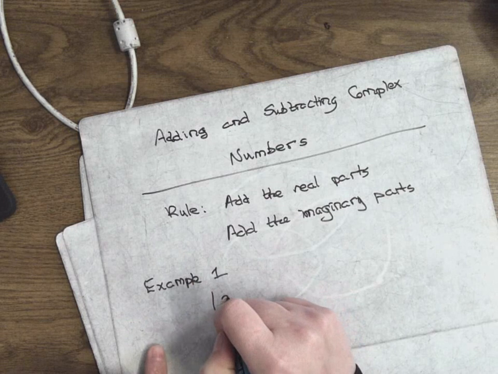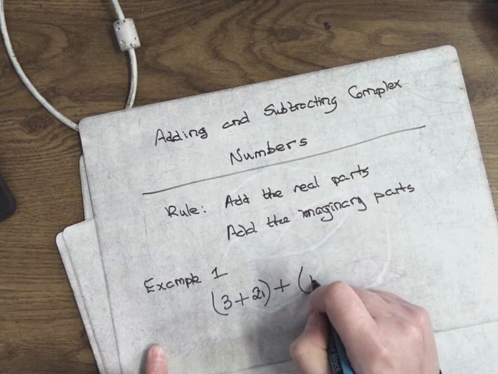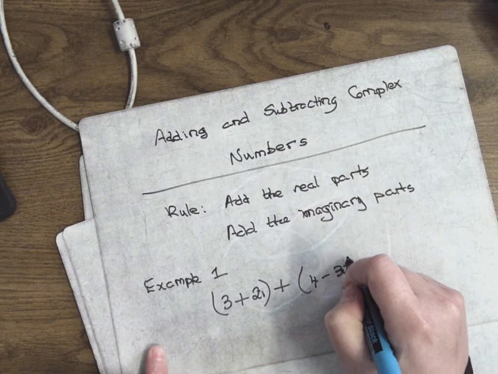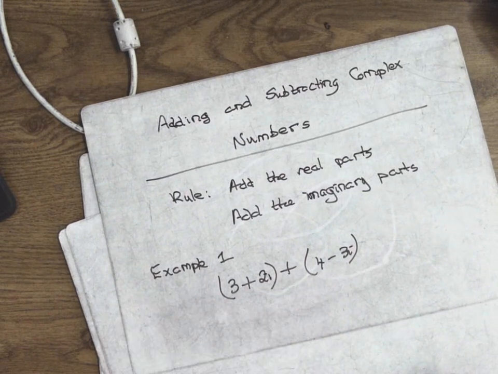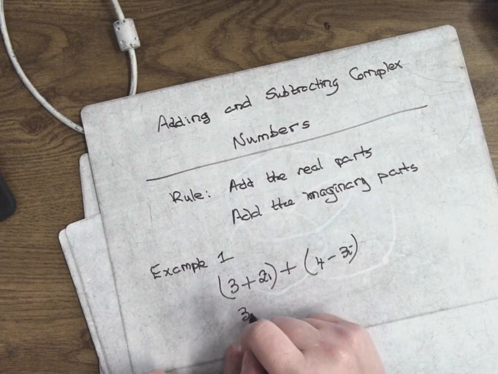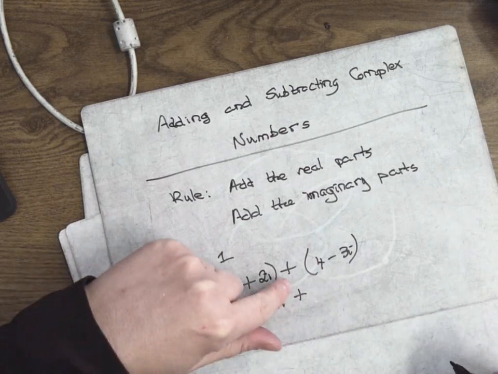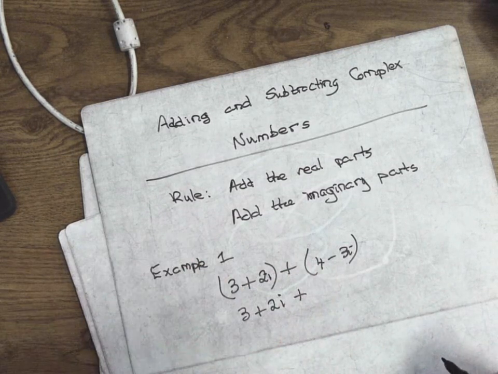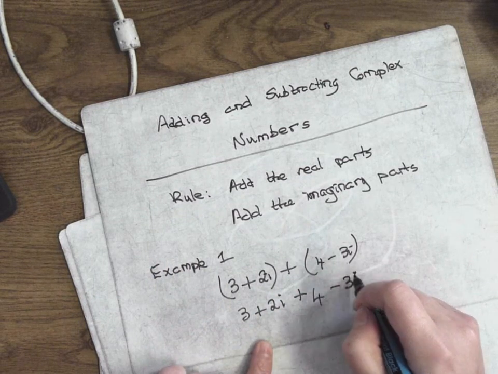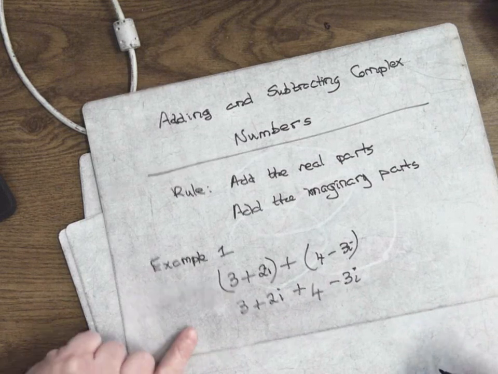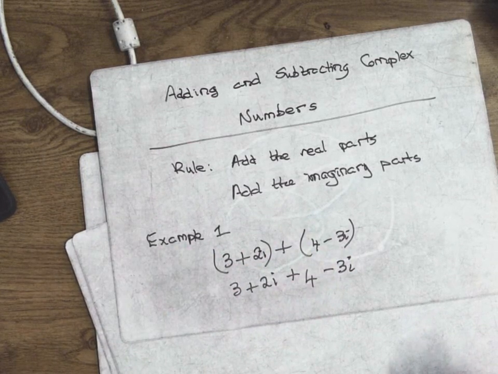So if I add 3 plus 2i plus 4 minus 3i. So there's one complex number, there's another complex number. I want you to add them. First thing I'm going to do is drop the brackets. Because there's a plus in the middle, I don't have to worry about signs. We'll see an example in a minute where there'll be a minus in the middle and I'll have to change the signs. But here it's a plus, so the signs stay the same. So there's no change.